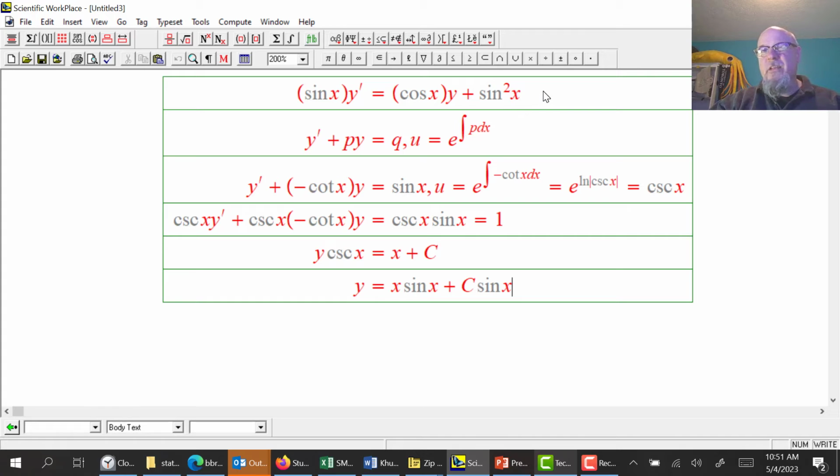So this looked really bad because it had trig in it, but it was just first order linear and it actually worked out pretty nicely.